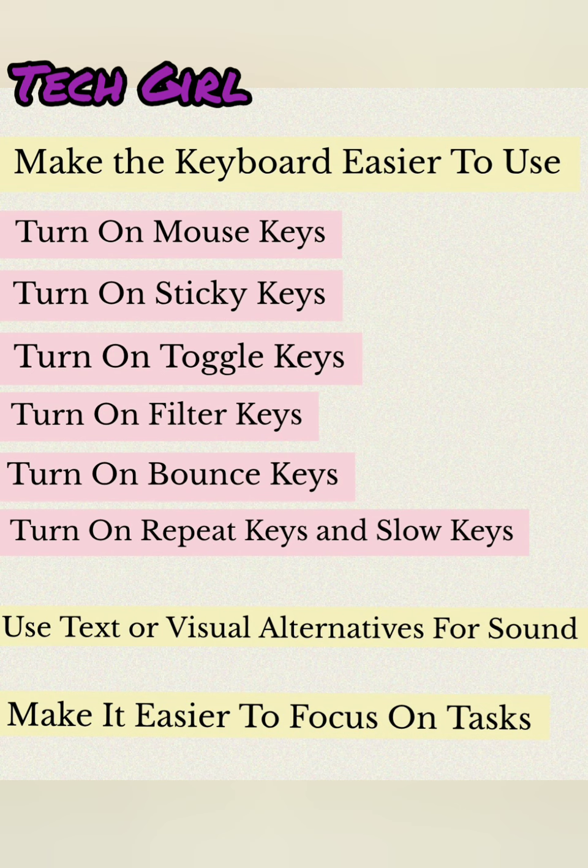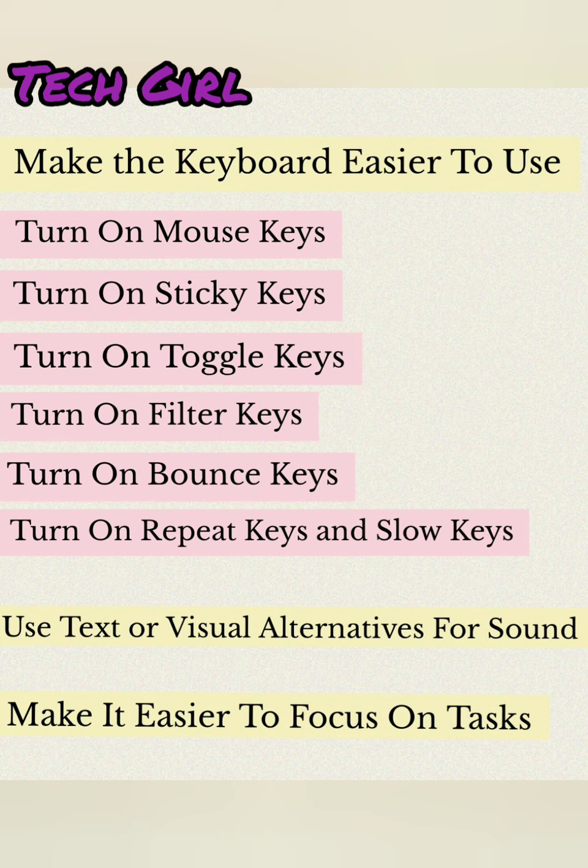Next is turn on filter keys. Turn on filter keys will make the computer recognize multiple key presses as a single key press. Due to trembling of the hands or stiffness of the finger joints, some people face difficulty in pressing a key on the keyboard. Instead of a single press of the key, they may press it more than once.